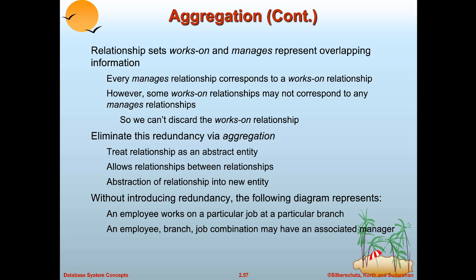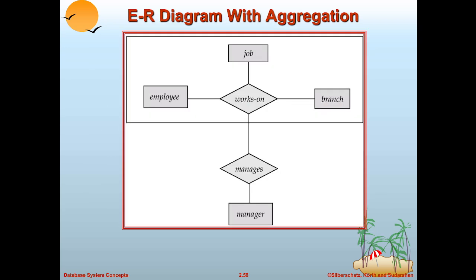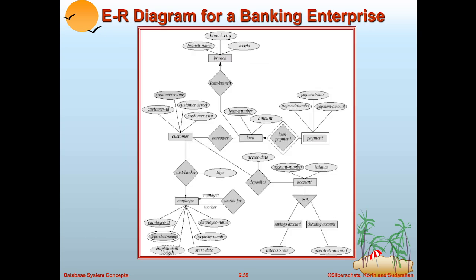Here we eliminate this redundancy via aggregation. So treat the relationship as an abstract entity, which allows relationships between relationships, abstraction of a relationship into a new entity. This is an ER diagram with aggregation. So employee and branch works on job, employee manages and then manage. So manager manages employee, manager manages branch. Like that we can read it.